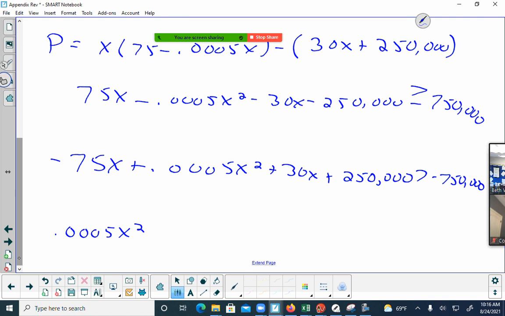Oh yeah, shift that. And then I'm going to combine my like terms. So I have negative 75x and 30x. So that's going to be what? Negative 45. And then I'm going to bring the 750,000 to this side. So the whole thing's going to be positive 1 million. And so this is greater than or equal to 750,000, right? Because they said at least, so I guess I could do equal to.